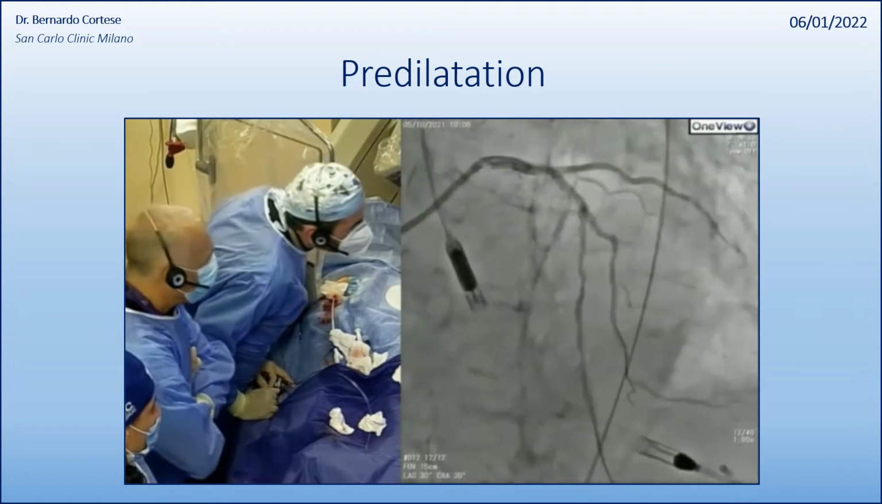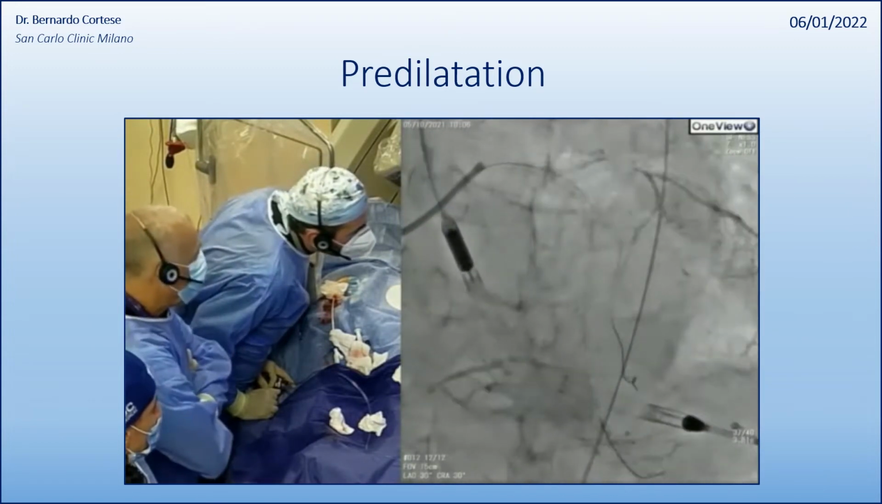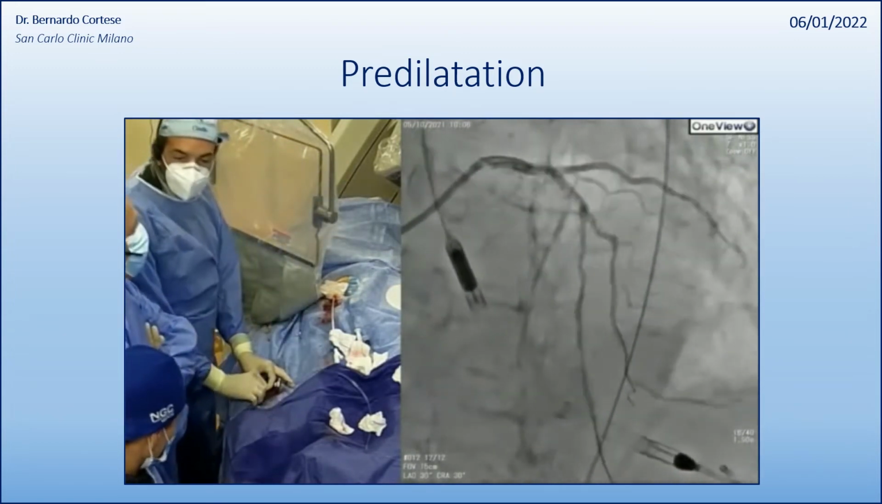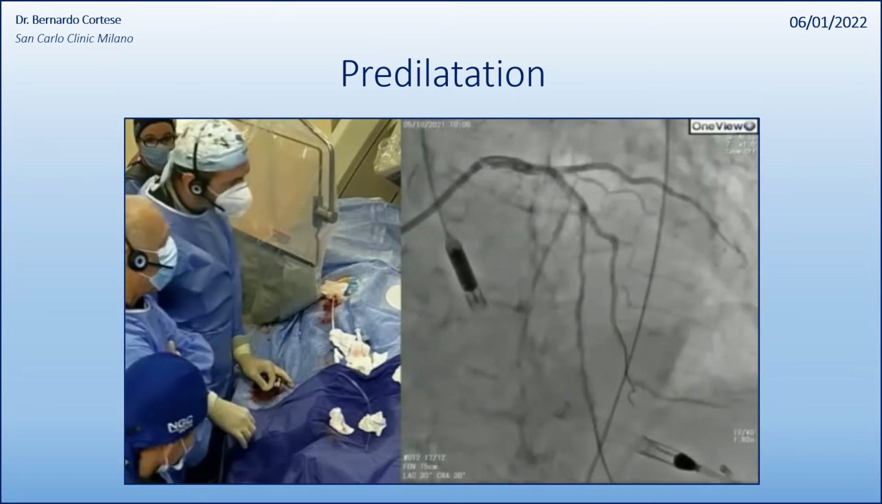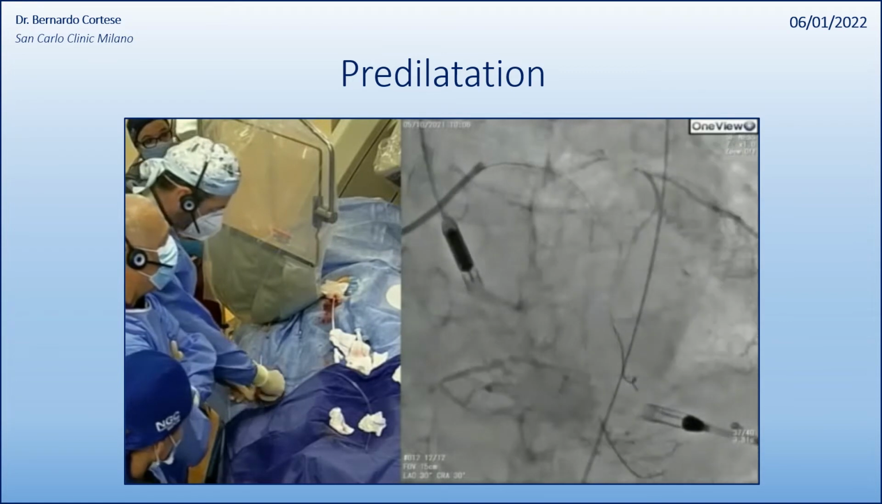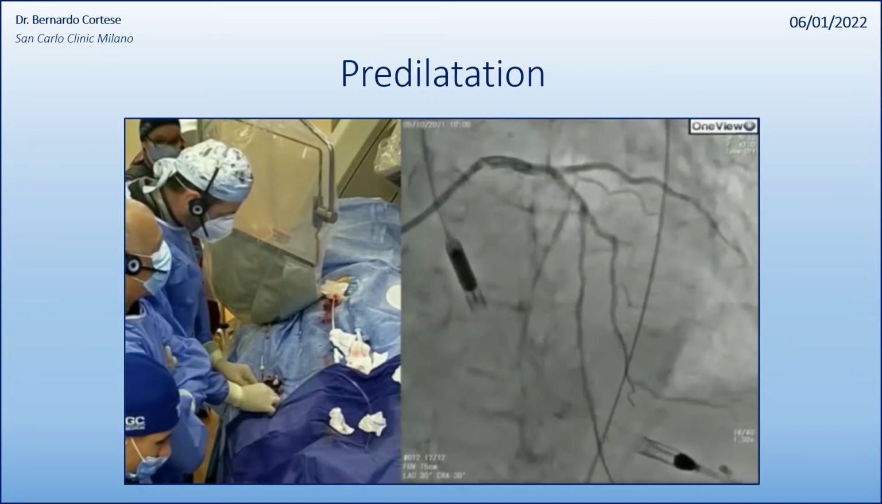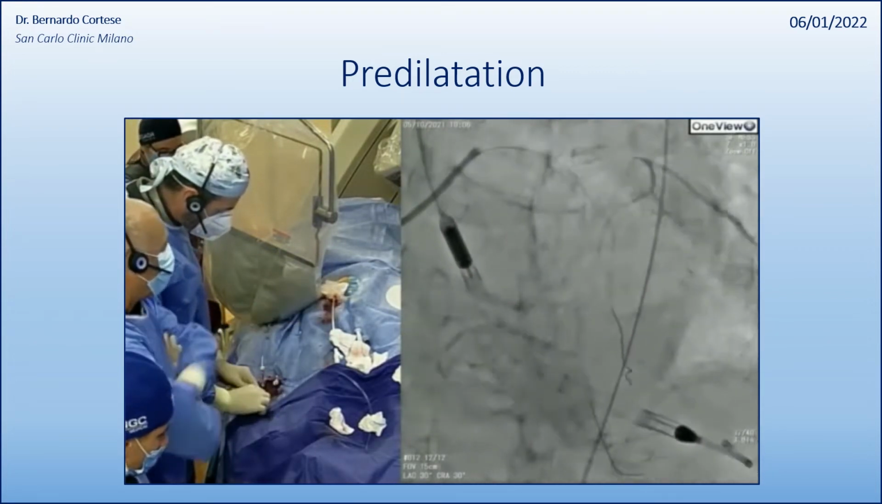Very interesting result. It's totally unexpected. Not so bad. Totally unexpected, judging the quantity of calcium which was visible at OCT, and also at angiography, of course.